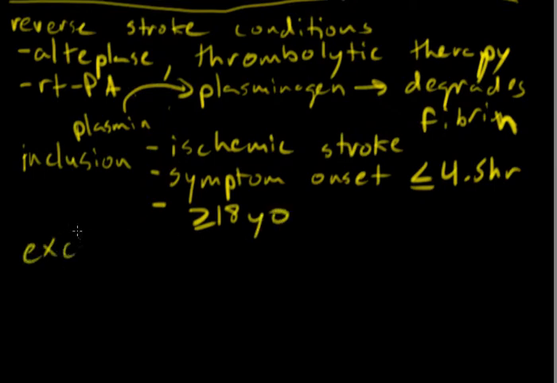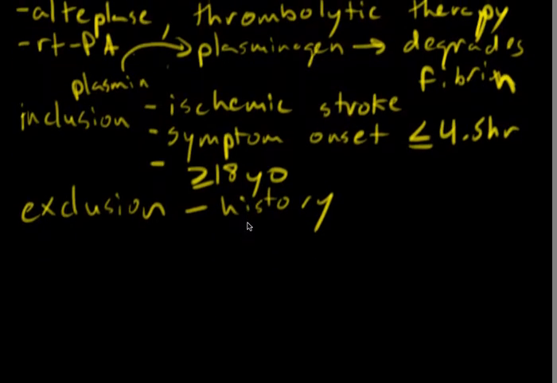Exclusion criteria are a little longer. So the first thing you want to look at is history. If the patient had a significant stroke or head trauma in the past 3 months, don't give RTPA to them. If they've had an intracranial hemorrhage in the past, don't give RTPA. If they recently had surgery in the brain or in the spine, don't give RTPA.